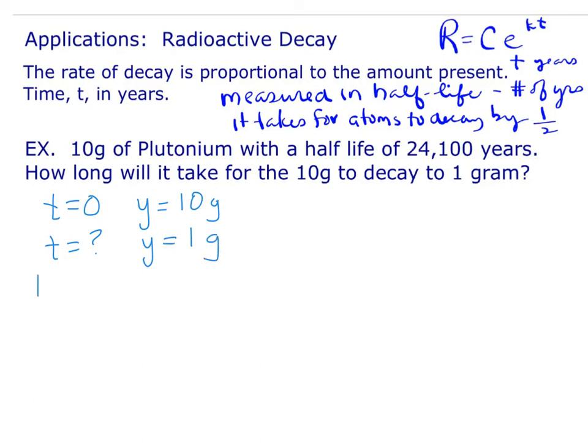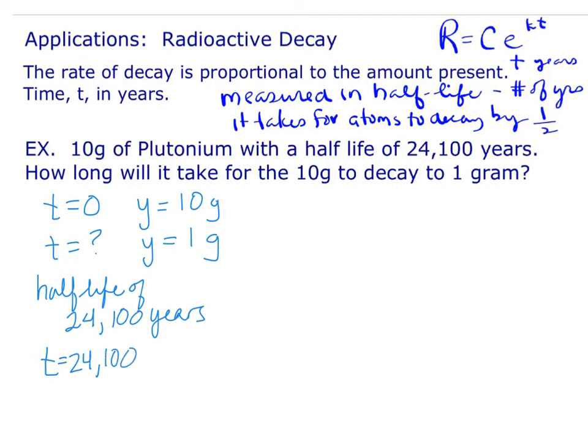Okay, it has a half-life of 24,100 years. So that would mean that when t is equal to 24,100 years, y will be what? Well, 10 divided by 2, right, half-life, or 5 grams. So this is the data that I need.